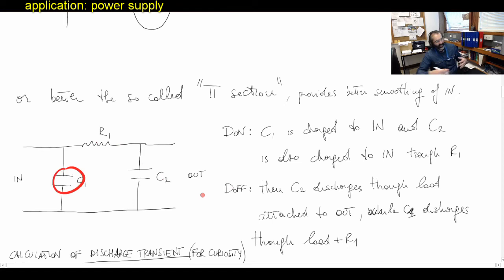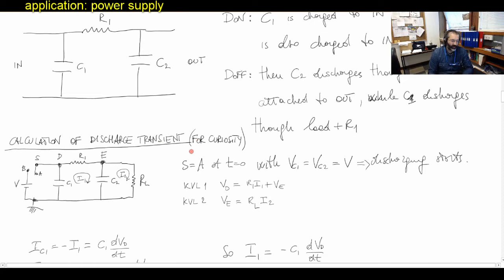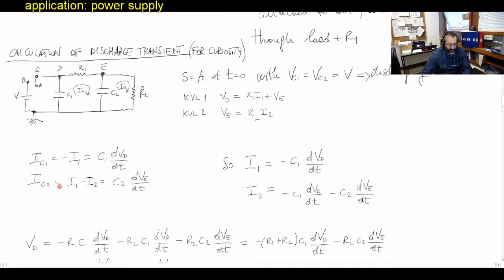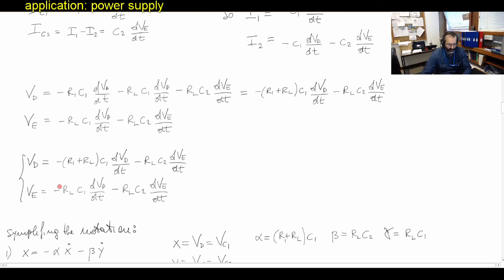Anyway, if you are an extremely curious student, I advise you to have a look at my derivation here of how we could analyze this circuit, to understand what the discharge transient would be. I'm not going to say anything about this. I've done it here. I would just scroll gently, so that if you want, you can stop and have a look. But it's only really if you're very curious.